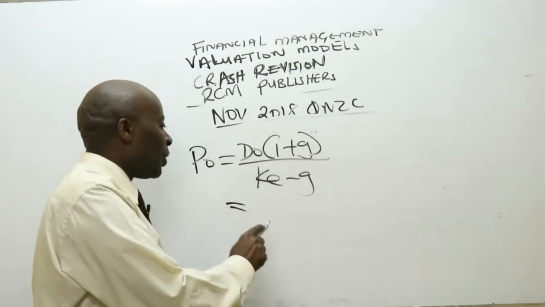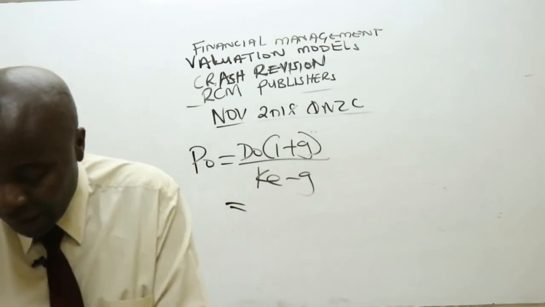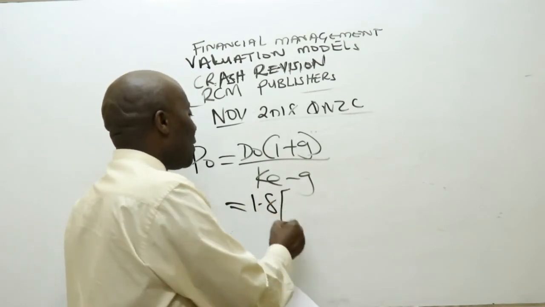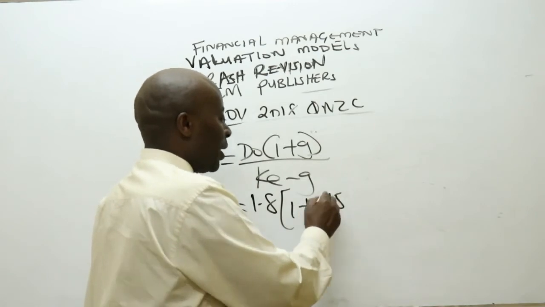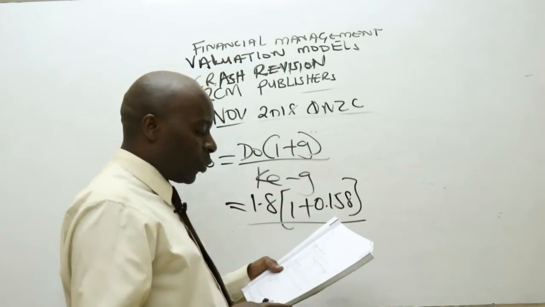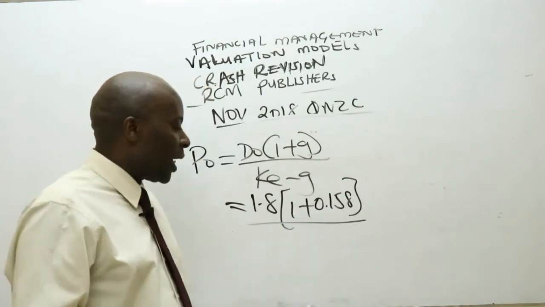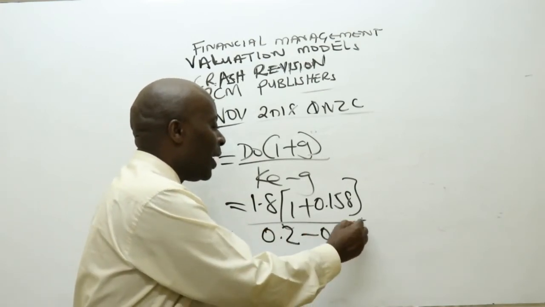So ladies and gentlemen, we start with D0. D0, don't go for the very oldest. We must have the current dividend there, which is 1.8. So 1.8 into 1 plus our g. g, it was 0.158, all over cost of equity. They have told us in note number 2 that the investor's required rate of return is 20%. So we have 0.2 minus 0.158 like that.